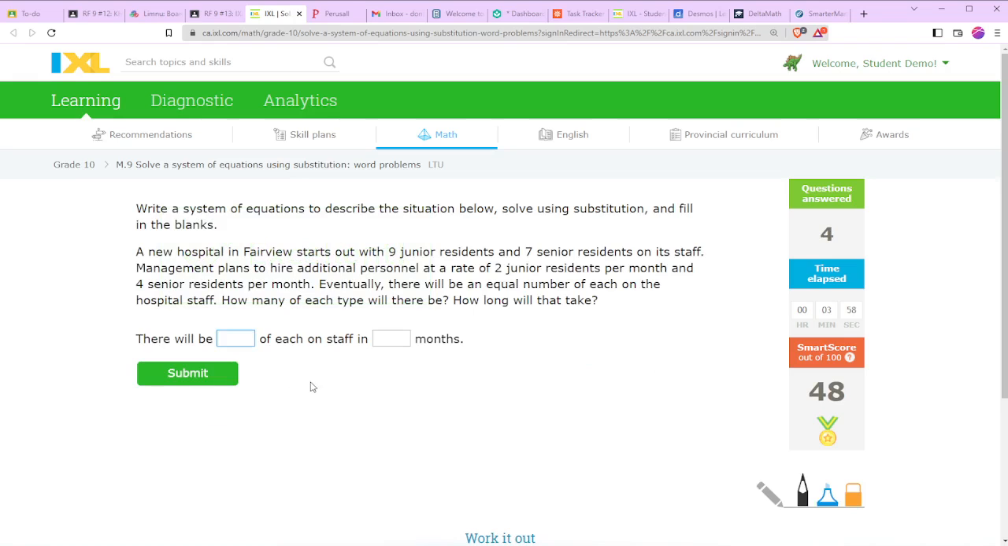A new hospital starts out with 9 junior residents and 7 senior residents on staff. Management plans to hire additional personnel at 2 junior per month and 4 senior per month. So we have the junior residents and the senior residents. Eventually it'll be the same numbers of both. How many of each type will there be? We equate these two and we get 2 equals 2x. So there'll be 11 of each staff members in 1 month.